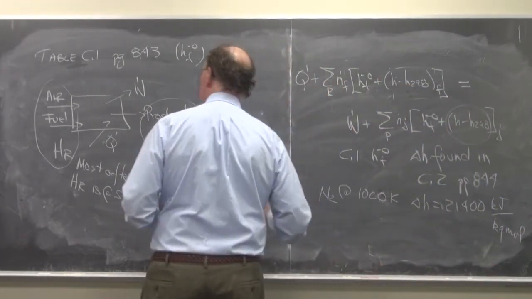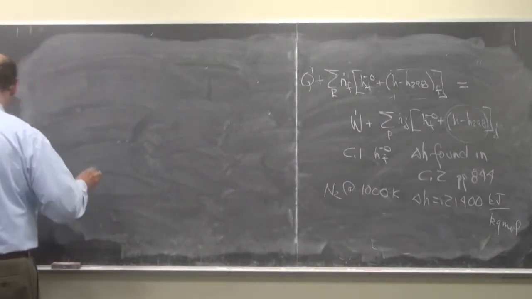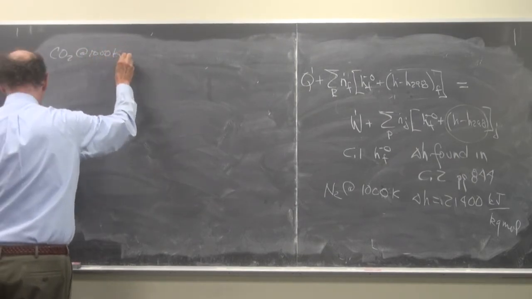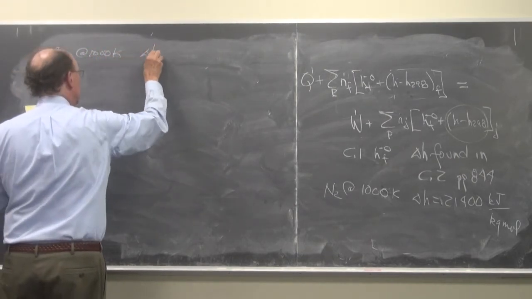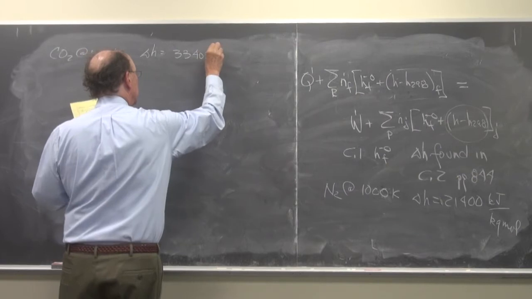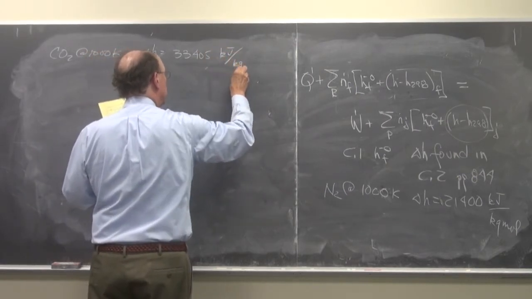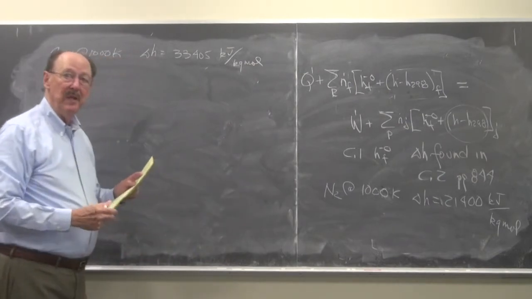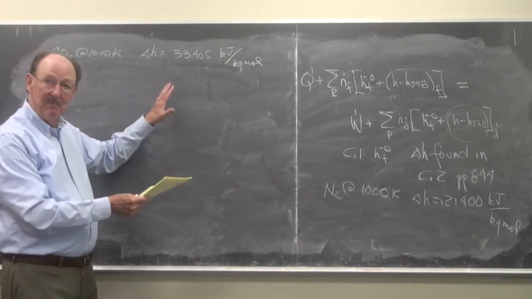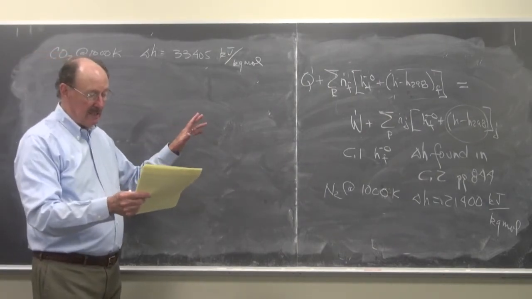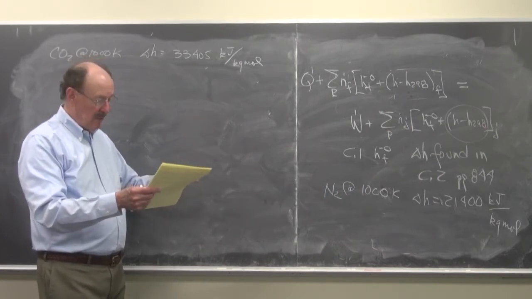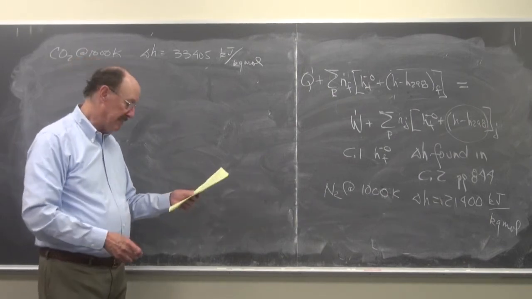And for CO2 at 1,000 degrees K, you'd find that delta H is equal to 33,405 kilojoules per kilogram mole. So we can look those values up, so make sure you can find them. Now what we're going to do is look at a problem, example 12.8 in the text, and we'll go through balancing the equation and doing the first law analysis for it.